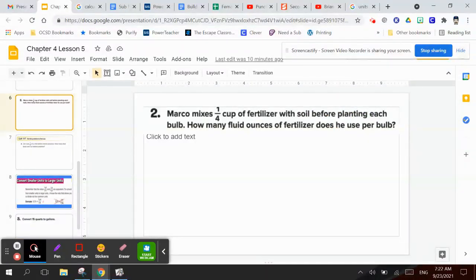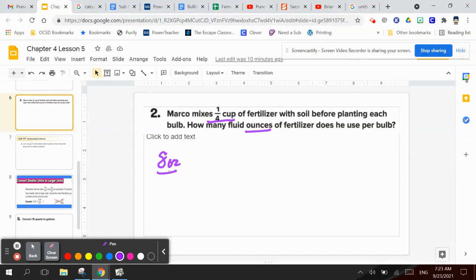So if you look at example 2, we're talking about a story problem. It says Marco mixes 1/4 cup of fertilizer with soil before planting each bulb. How many fluid ounces of fertilizer does he use per bulb? So we're looking at comparing 1/4 cup, and we want to know how many ounces that is. So again, if I look at page 290, I see that there are 8 ounces in 1 cup.